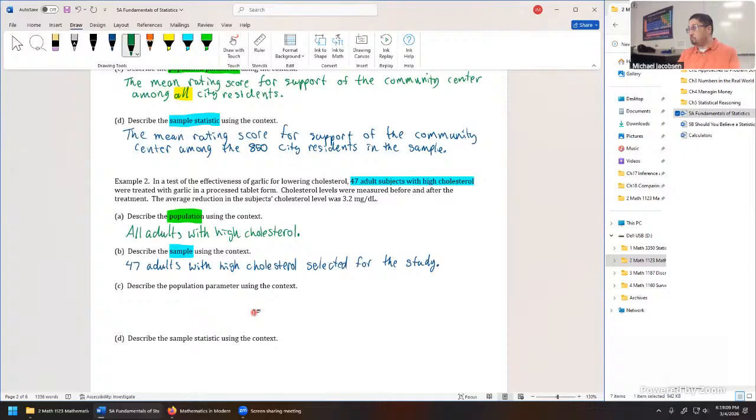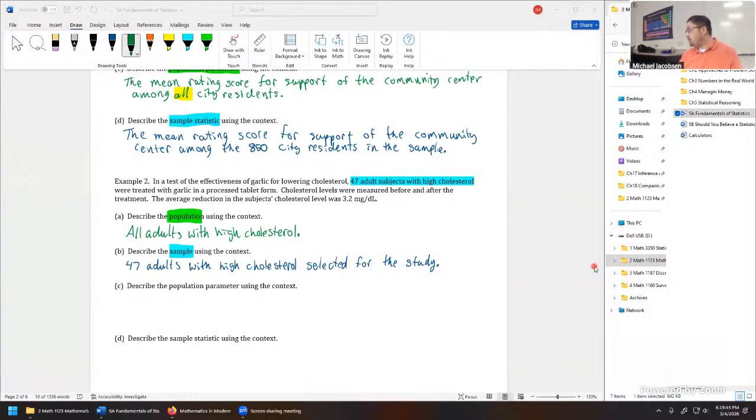Okay, so we know what the population is. We know the sample is 47 people selected from the population, just meaning they're adults with high cholesterol. But then they did something to these people. They were treated with garlic in pressed tablet form. So that's an interesting treatment. They also made some measurements. Cholesterol levels were measured before and after the treatment. And we happen to know the average reduction in the subjects was 3.2 milligrams per deciliter.